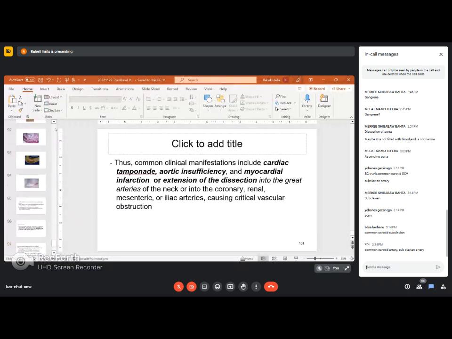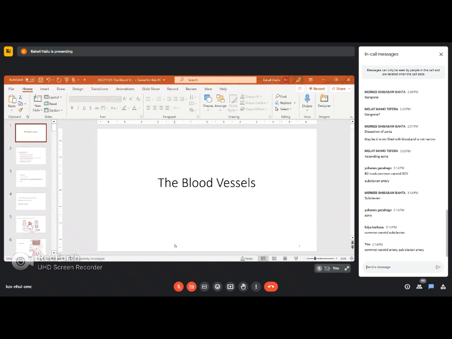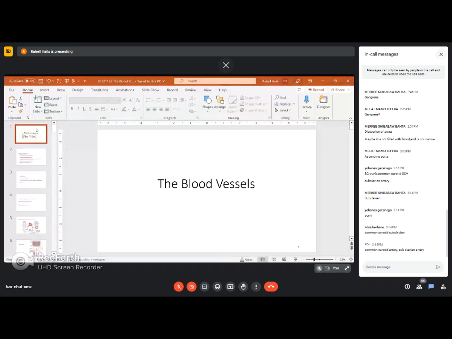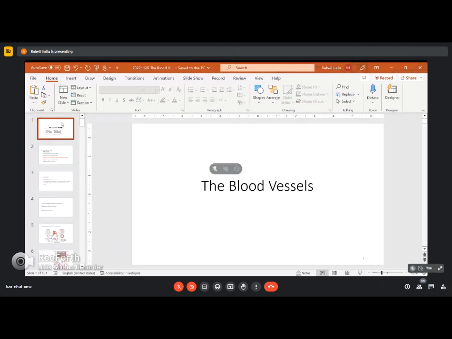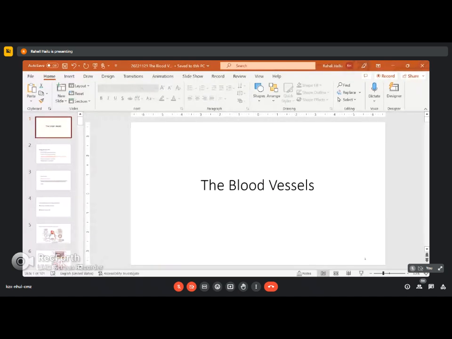All right. So this is about the blood vessels. If you have any questions, I will wait for you to pose them. If not, we're going to take a 10-minute break and we'll come back with the ischemic heart diseases.